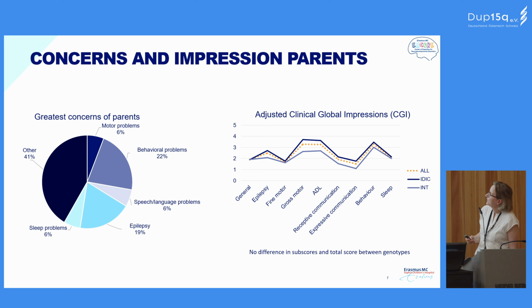We used the clinical global impression scale, and there was not a lot of difference between the edic and the interstitial children in the answers. You see motor function, the ability to take care of yourself at some level, and also behavior again, and sleep.